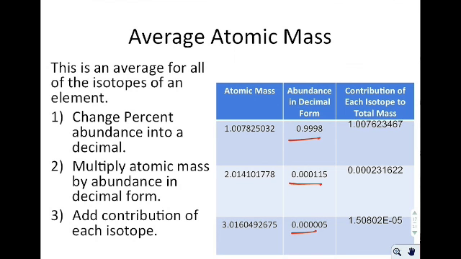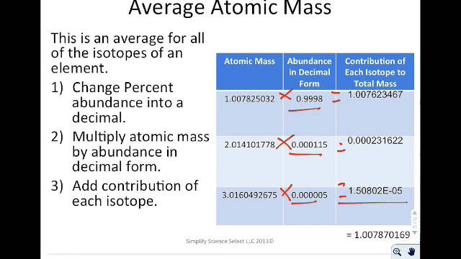Once you have these decimals, now you create what's called a weighted average. You multiply the atomic mass by the decimal, and you get your contribution to the total mass. Now, the final step is you take these contributions to the total mass and add them together. When you add them together, you get this total number right here, which is 1.00787.